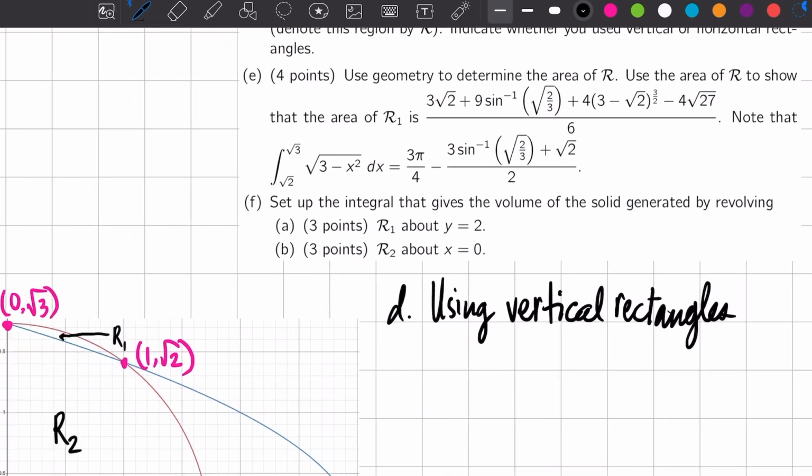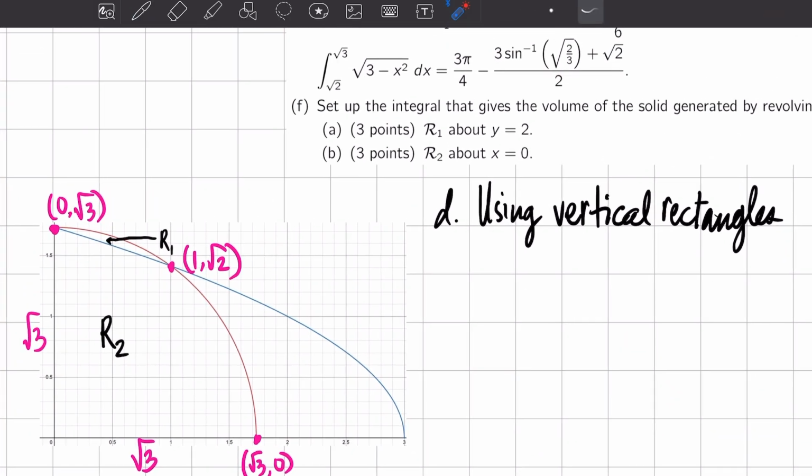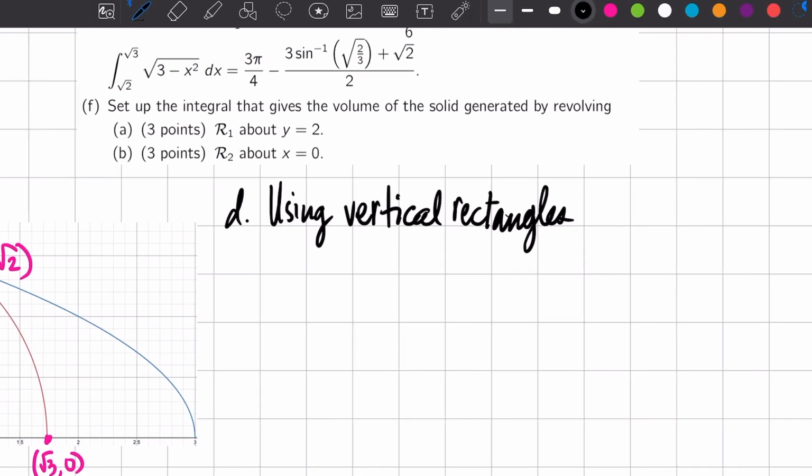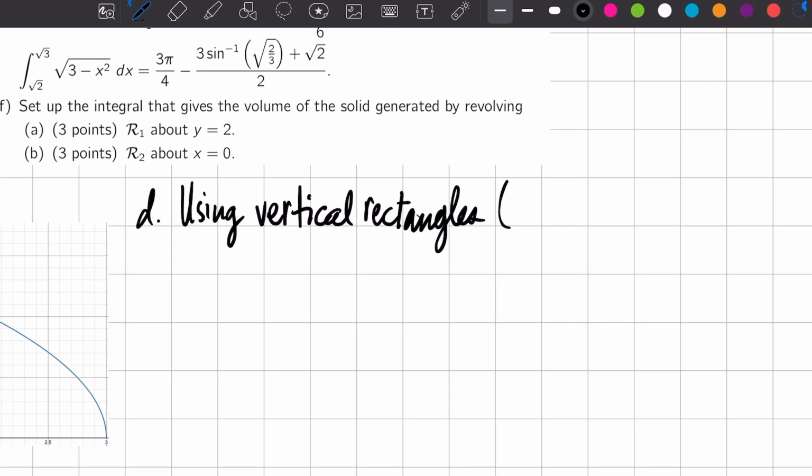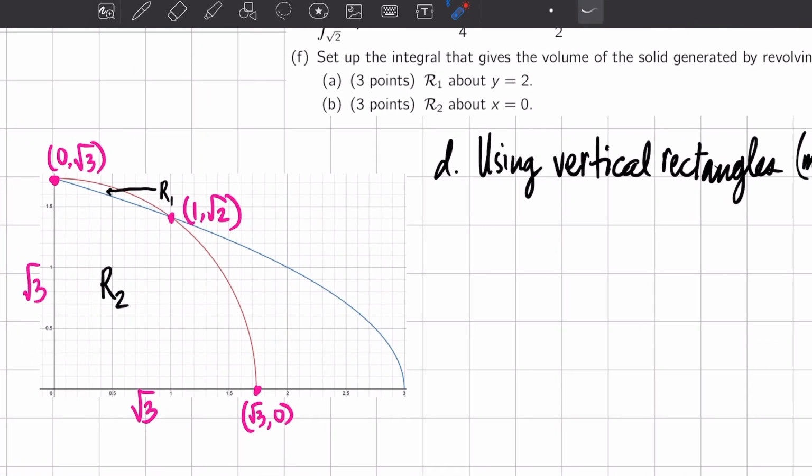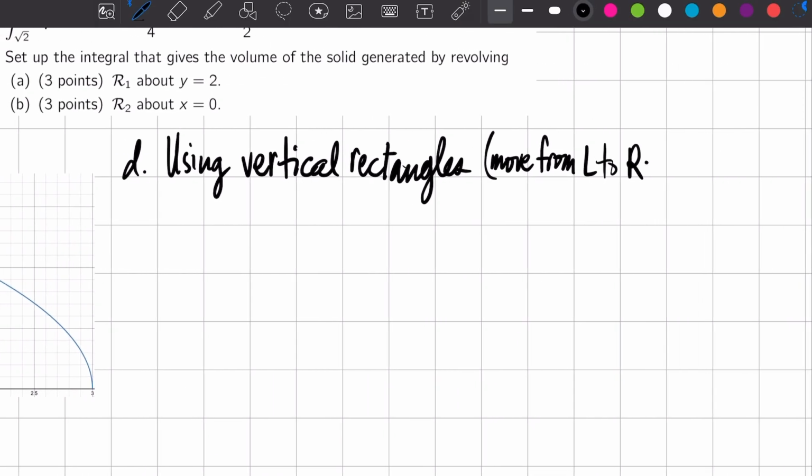So let's recall vertical rectangles. If we are doing vertical rectangles, in order for you to sweep the region, you are moving from left to right. Moving from left to right means that we are moving through values of x. So our area should be in terms of x. Okay?